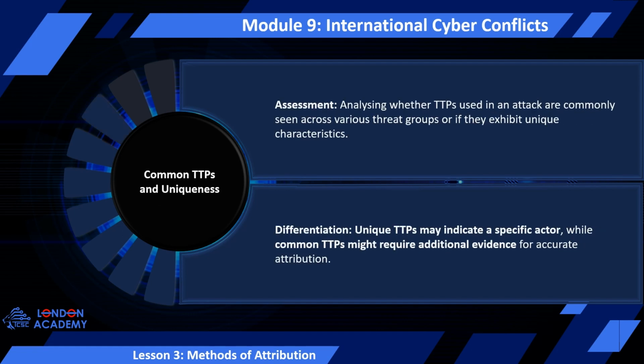7. Common TTPs and uniqueness. Assessment. Analyzing whether TTPs used in an attack are commonly seen across various threat groups or if they exhibit unique characteristics. Differentiation. Unique TTPs may indicate a specific actor, while common TTPs might require additional evidence for accurate attribution.